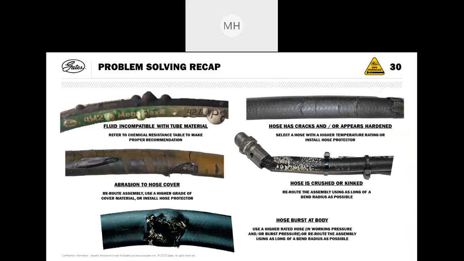To the top right, we have the hose is cracked and appears to be hardened. So select a hose with a higher temperature rating or install some hose protection to keep the heat away from it. And the other image on the right is the hose has been crushed or kinked. As you can see in that image, it's obviously been kinked over right after the crimp there. So we need to either reroute the assembly using a longer bend radius or a longer length of hose as required, or see how we can reroute that to remove the option of it kinking over.